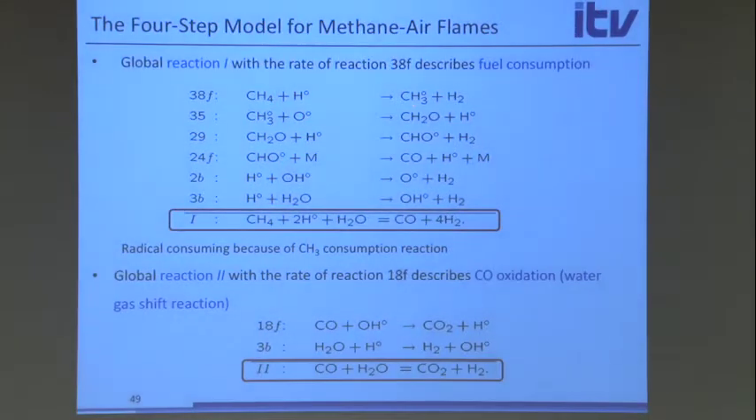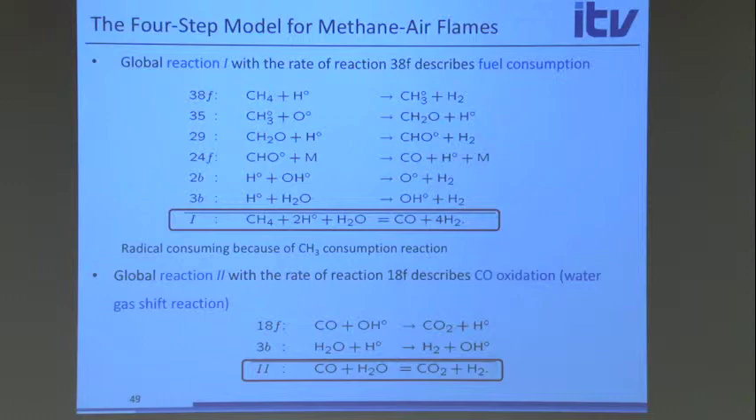But this is the reaction that consumes methane. So methane plus H goes to methyl plus H2. And then the methyl radical, that's actually a quite stable radical. It's resonantly stabilized, and it's not as reactive as other radicals. So in fact, what happens typically to radicals?